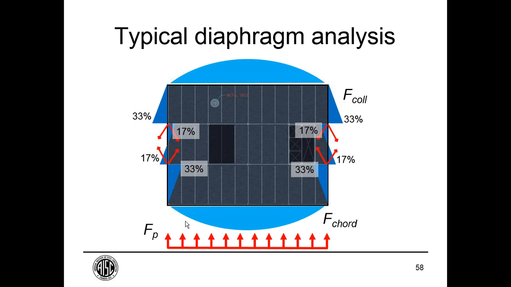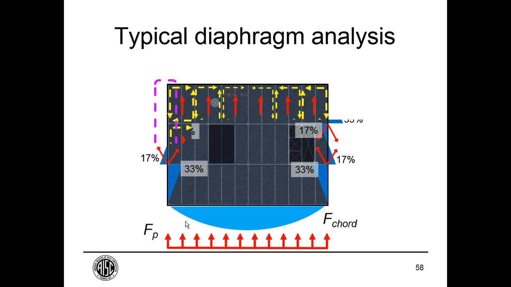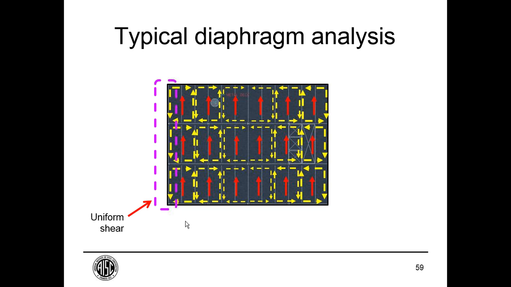and our chord forces. That's our typical diaphragm analysis based on an assumption that we have uniform shear in that diaphragm. So if you look at little rectangles of the diaphragm, your shear increases as you move from the center of the diaphragm out towards the frames, and still assuming uniform shear, you get uniform shear along the east and west walls, and you also get that shear contributing to the chord forces at the extreme fibers.